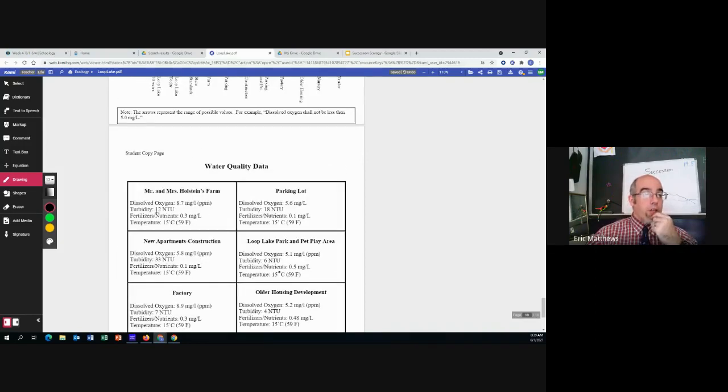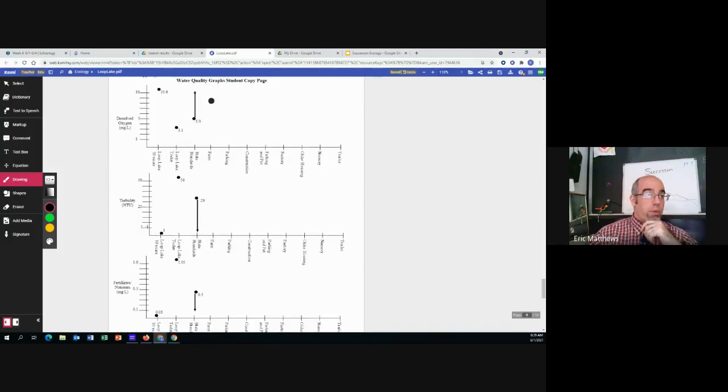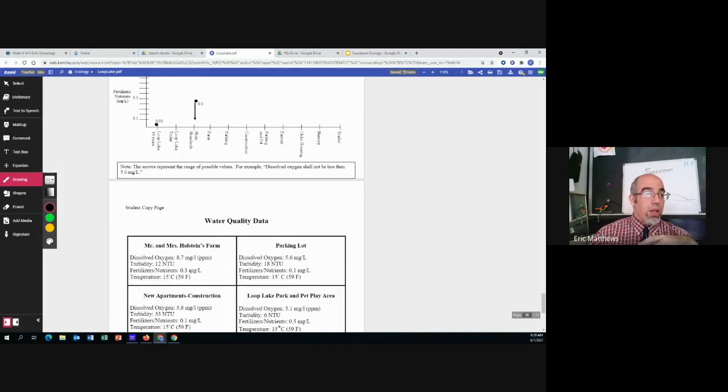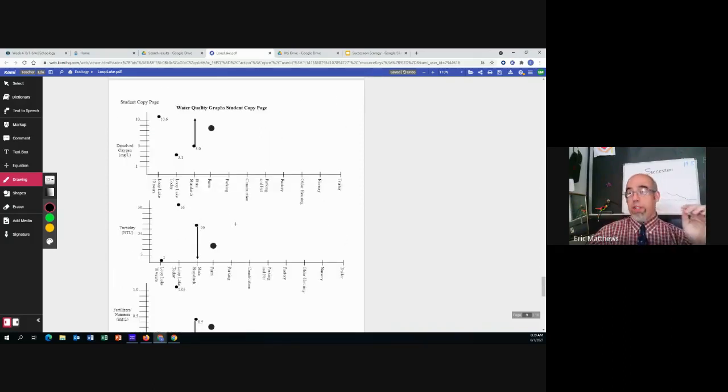All right, let's check turbidity. Come down here. Turbidity at the farm is 12. So 12 is going to be just about halfway between the two. The farm is also healthy there. What about fertilizers and nutrients? 0.03. So that's 1, 0.02, 0.03. So the farm is fine. All of its numbers are within the state standards for cleanliness and health.